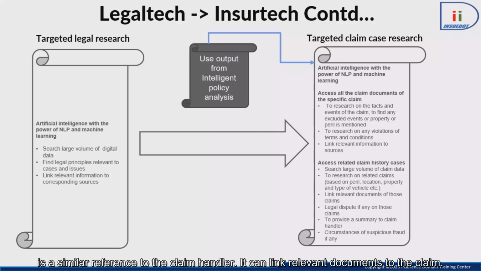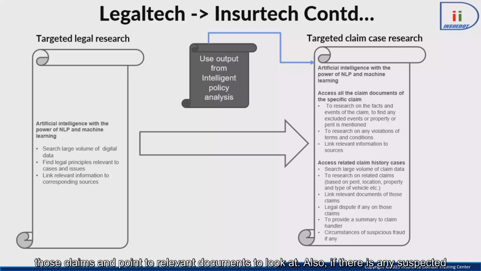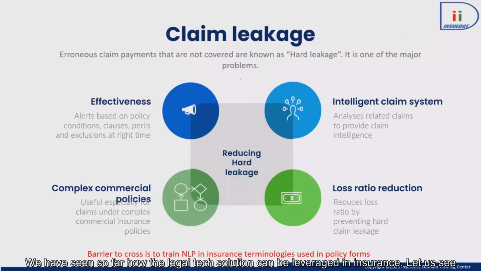If claim history shows similar claim denials, if any, that moved to litigation, claim research could identify those claims and point to relevant documents to look at. Also, if there is any suspected fraud from the claim history of similar claims, it can be pointed out for further investigation. We have seen so far how the LegalTech solution can be leveraged in insurance. Let us see the benefit that comes out of it.